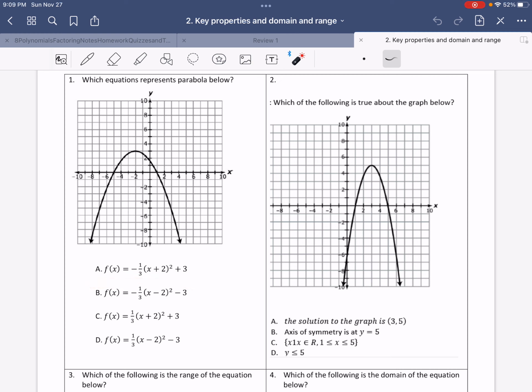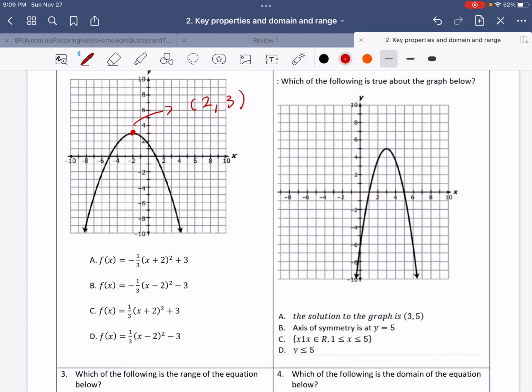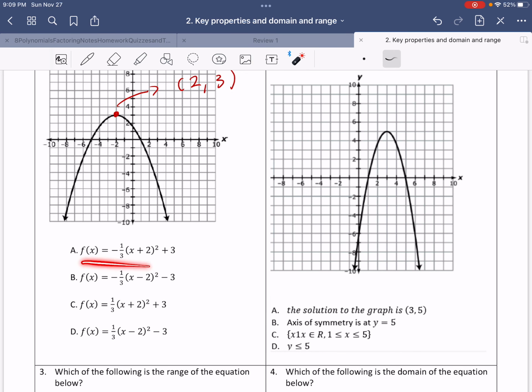So it's very simple. What you have to do is put every single one of these into the decimals and see which one matches, right? But you don't want to waste your time, so let's use some common sense. This is the vertex, which is 2, 3, right? So let's look at this. Which one of these has a vertex of 2, 3?